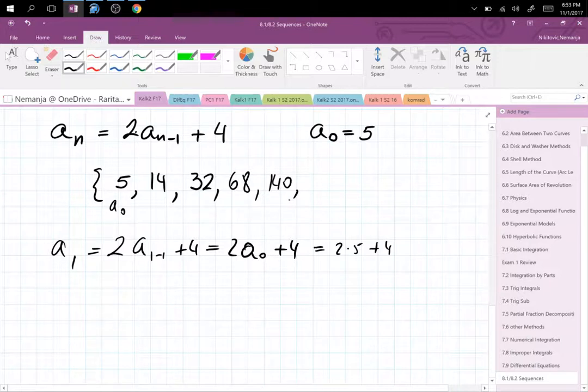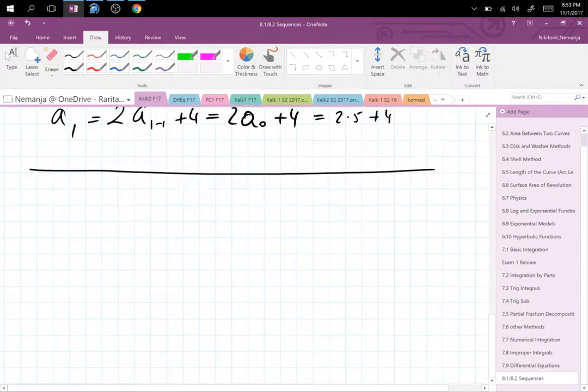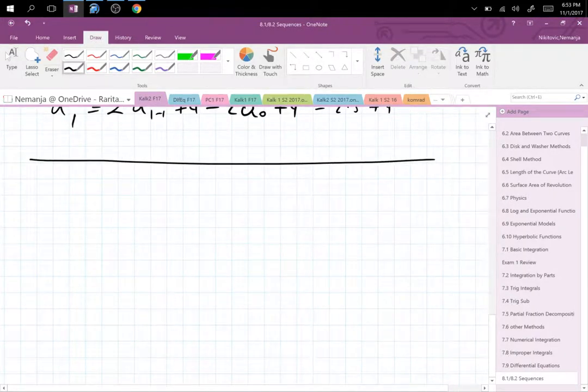Just keep going like this. 2 times the initial one. You can use the previous term to calculate the next term. Let's do another example.